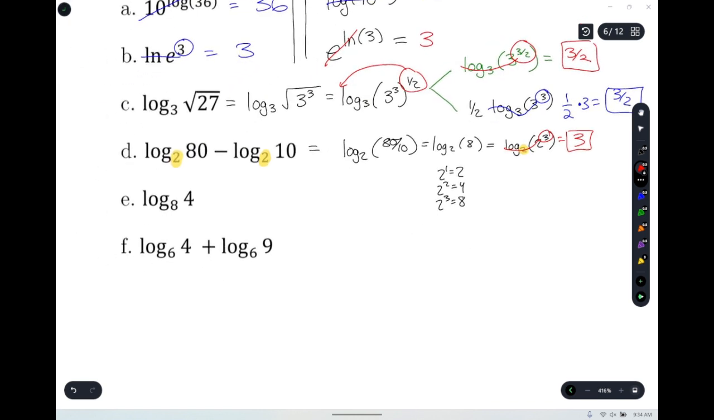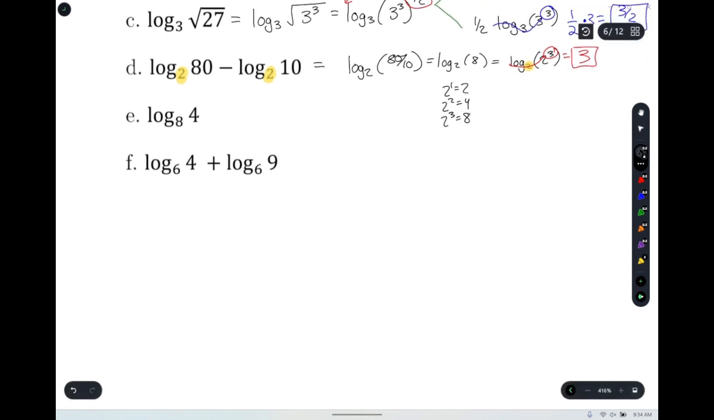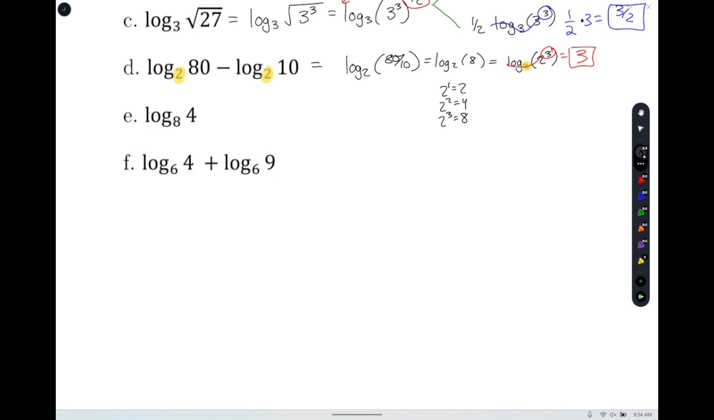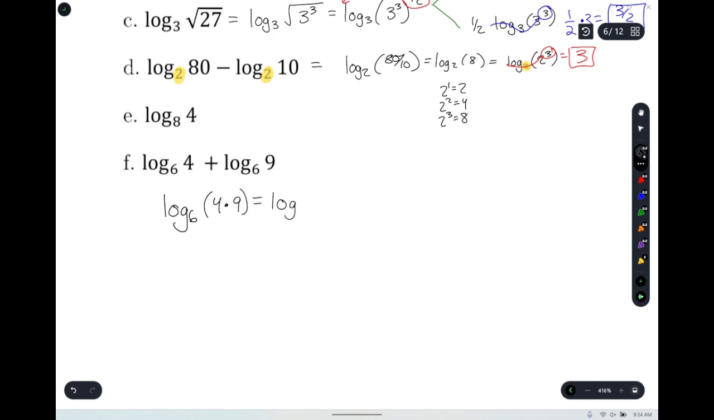Log 8 of 4, was this the one we were doing the other day that was hard? Yes. And I tried to do it at home. I was thinking about it. I'll try to think of an easier way to explain it. Let's do F first real quick because it's easier. Log 6 of, what's 4 times 9? 36. So log 6 of 36.